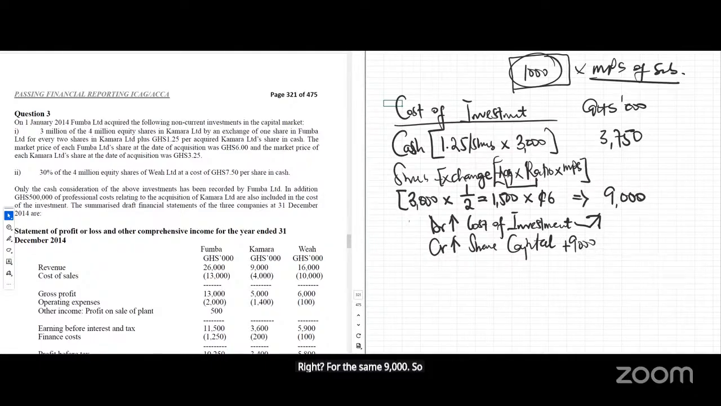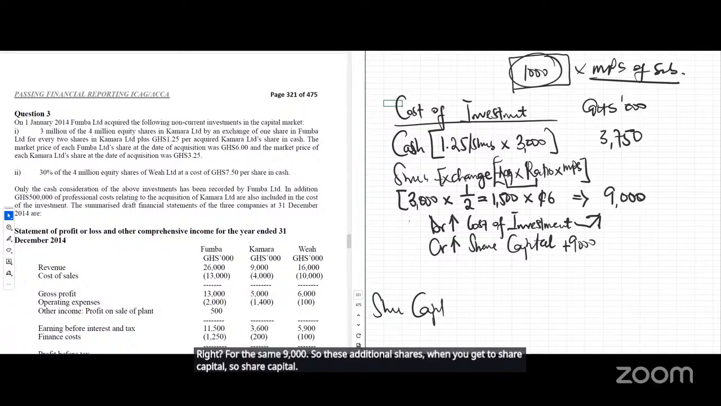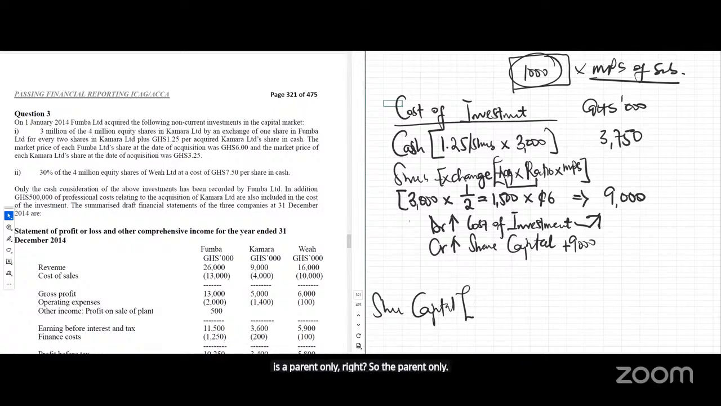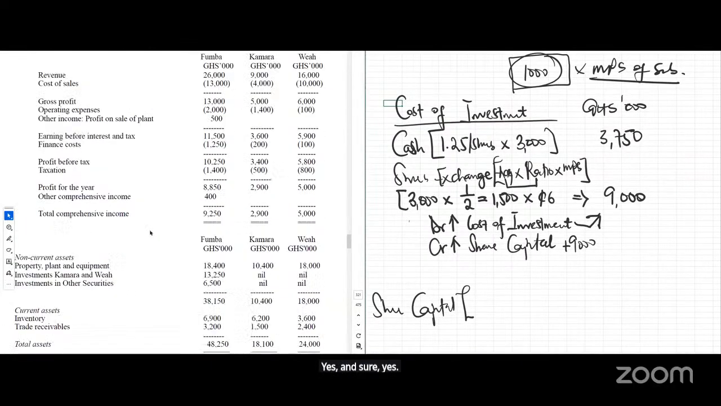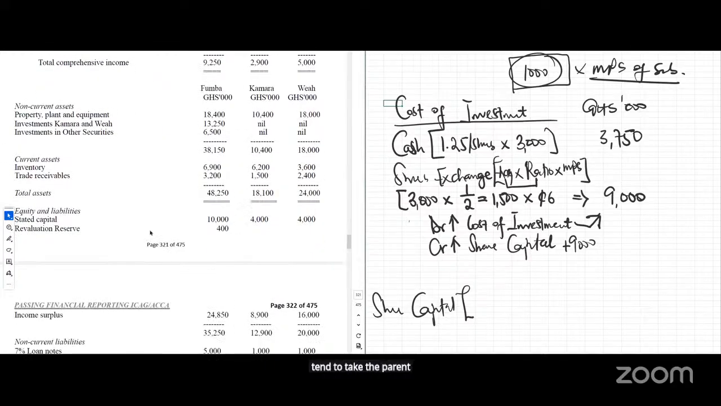So when you get to share capital, it is the parent only, right? I'm going to take the parent only. If I'm preparing the account, the parent's share capital was 10,000, and I'm now going to add that 9,000 to it in my consolidated financial statement. So I always open a bracket and put this there, then after I read, I come and add this up. Does that make sense?